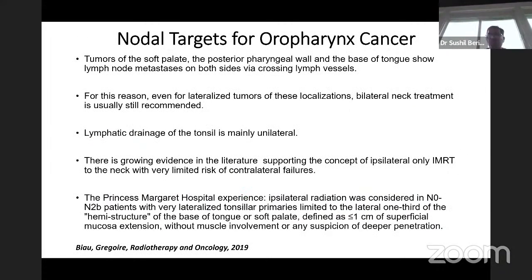Tumors of the soft palate, posterior pharyngeal wall, and base of tongue are midline structures, so you always treat both necks. Now the level of neck nodes you treat could change based on whether it's N0 or N1 disease. I talked about ipsilateral treatment for the tonsil, limited to patients with tonsillar disease with less than a centimeter or superficial involvement of the base of tongue and soft palate.